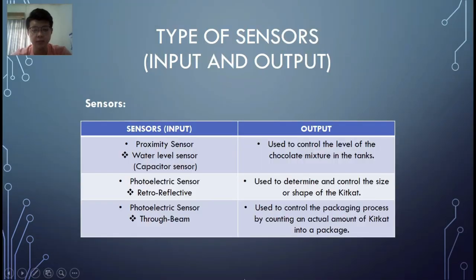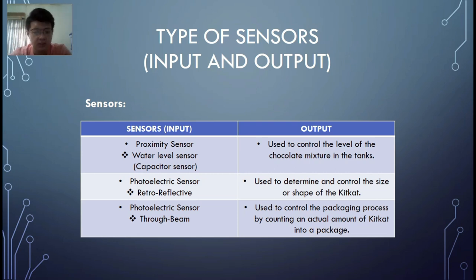Hi, I'm Tichian and I will explain the types of sensors which we found in the video. The first sensor we found in the KitKat industry is the water level sensor, which we call a capacitive sensor. It is used to control the level of chocolate mixture in a big tank.